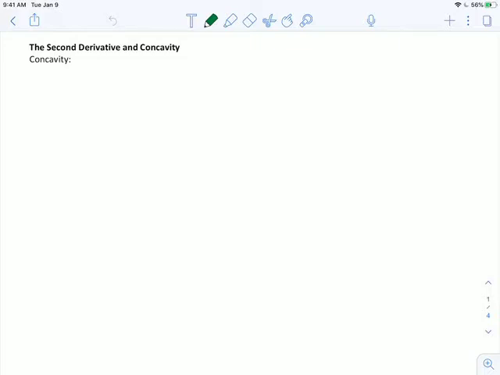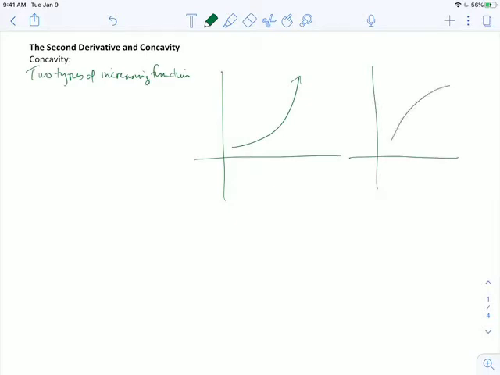So I want to start by noticing that there are really two types of increasing functions. They're qualitatively different from one another. One of them would look like, say we've got an axis here, one of them would look like this, and the other one would look like this. So they're both increasing. The functions both go up as we read left to right, but we see that there's something different about the way that they increase.